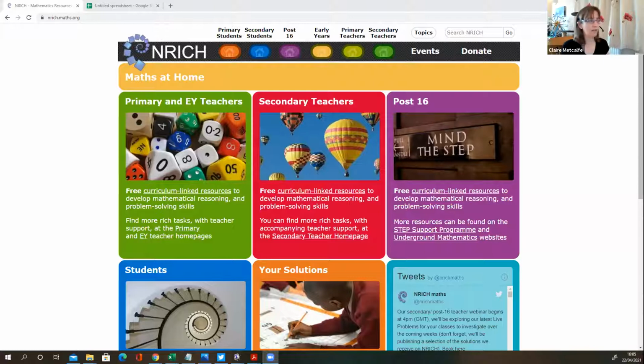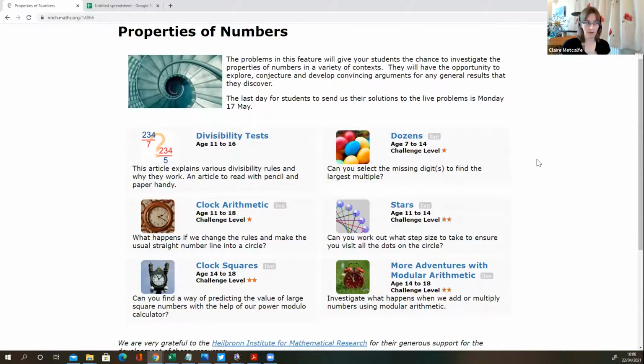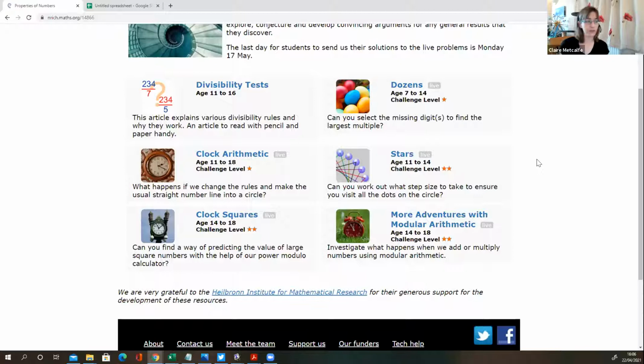So the first thing I'm going to do is some screen sharing, and I'm going to navigate to the resources. Hopefully you can see the NRICH homepage now, and Charlie will shout if you can't. To navigate to the feature, if you go to secondary teachers, then you should find a button which says latest feature. I tend to just click on the pictures now because it's easier. And here we've got the sets of resources that we put together. So dozens we talked about last time. We're not going to talk about that now. We're going to start by talking about clock arithmetic.